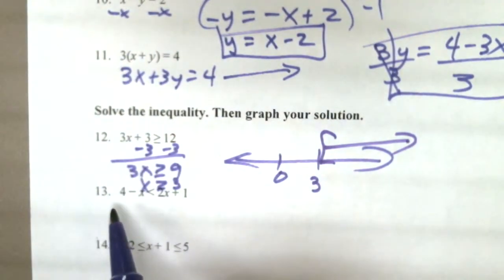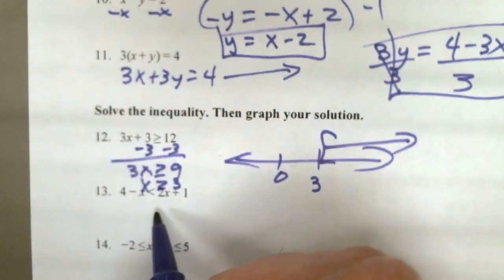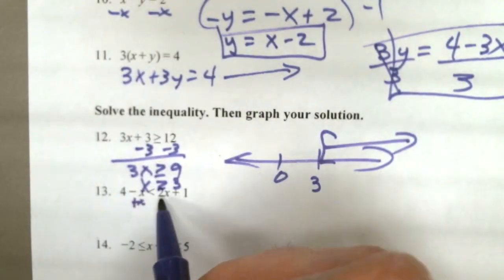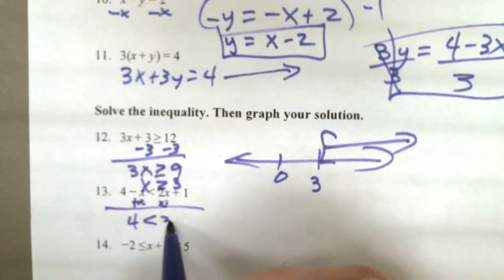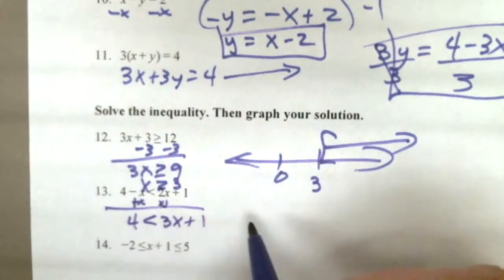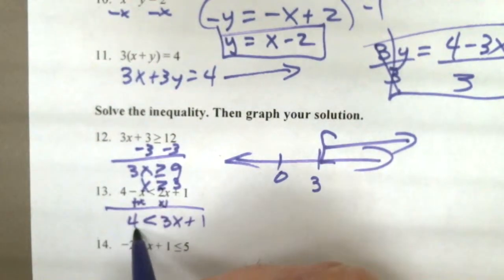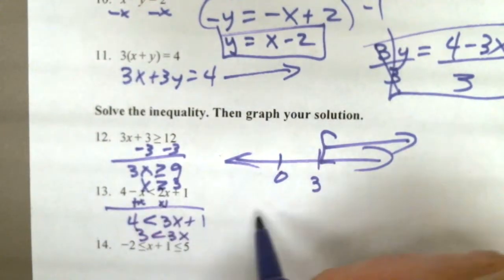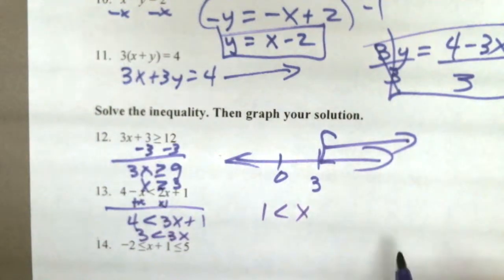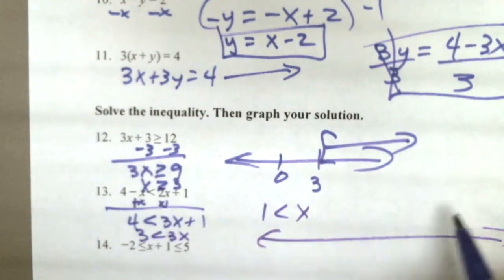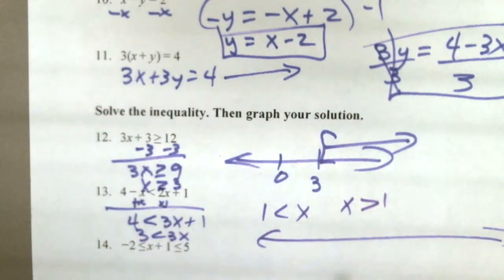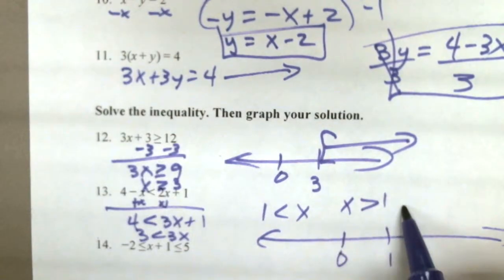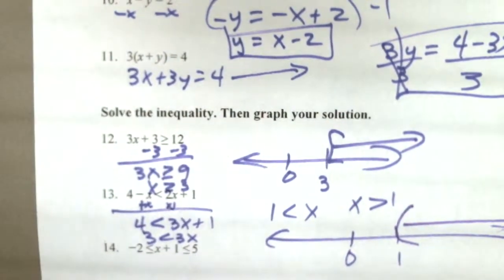Question number 13. Going to add x to both sides. And I get 4 is less than 3x plus 1. Minusing 1 from both sides gives me 3 is less than 3x, so I'm going to get 1 is less than x. I want to rewrite that because I'm used to having the x on the left, and I'm going to have x is greater than 1, parenthesis heading to the right.